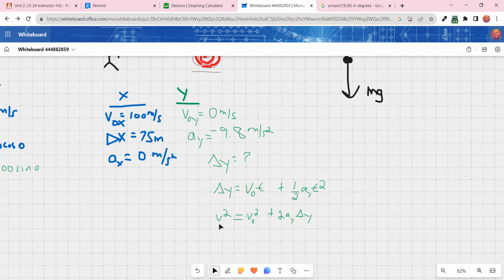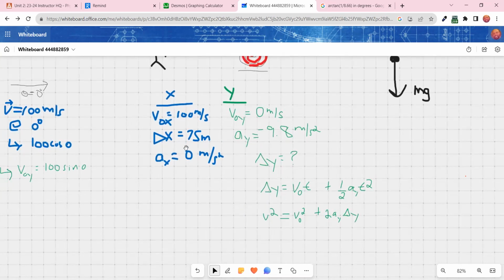And why can I not use this one? We don't know the final velocity. You don't know the final velocity. All right. We're looking for delta y, so that's our unknown. Both of these equations have two unknowns: our delta y and our t for this one, and our delta y and our final velocity for this one. Which means we have to come over here and see if we can figure out something else.